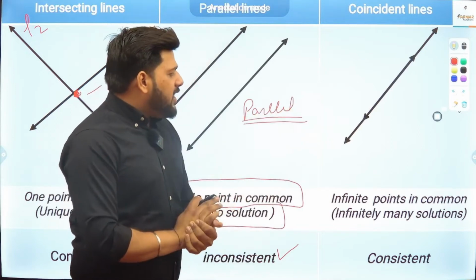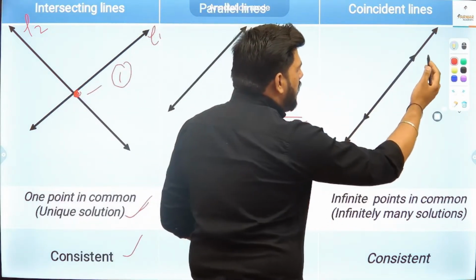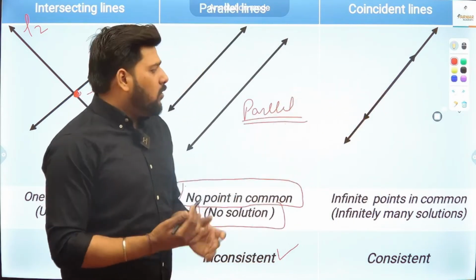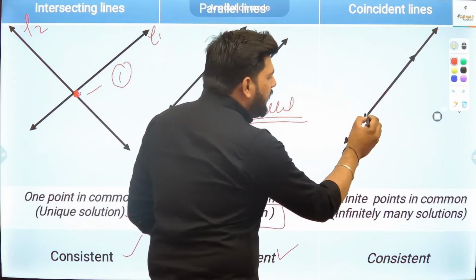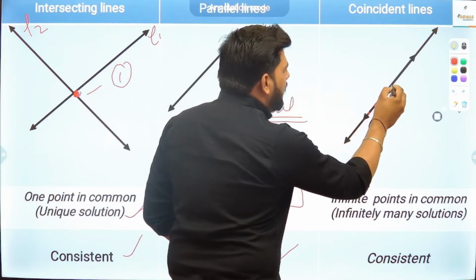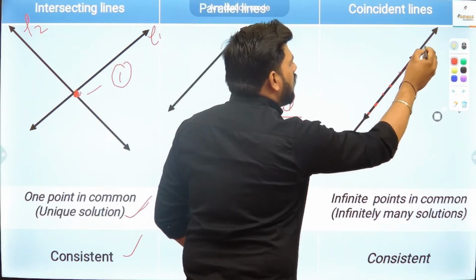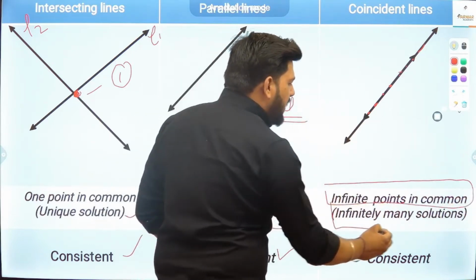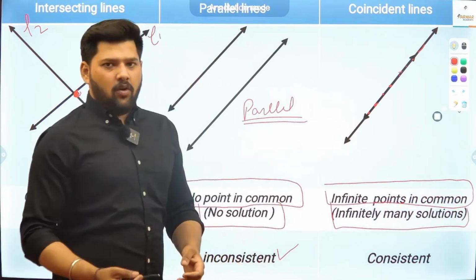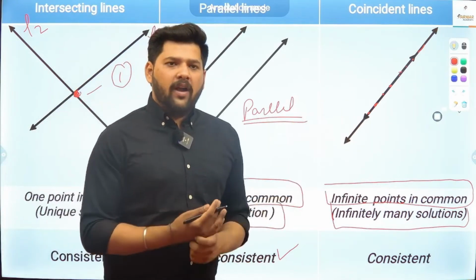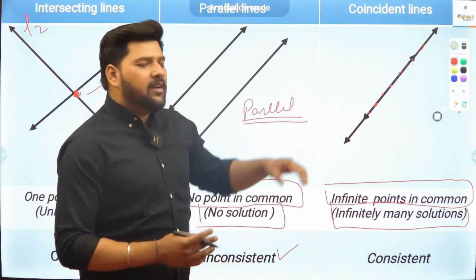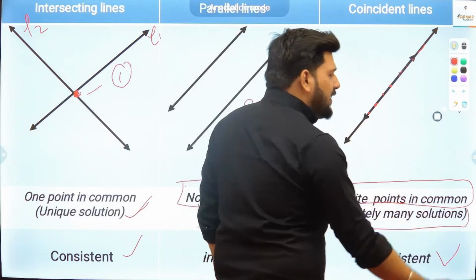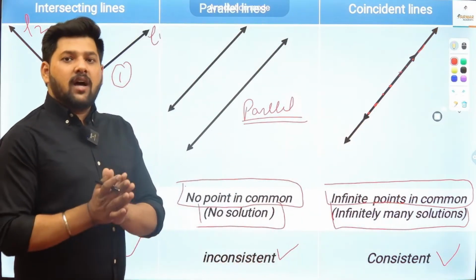The third and the last case is when one line is just upon the second line, meaning one line is just on top of the other line, both the lines coincide with each other. Now every point is a common point. Every point of both the lines is a common point. So there are an infinite number of points in common. So we will say that there are infinitely many solutions, because a solution is again a common point. Again, the system is called a consistent system, because the solutions are possible.